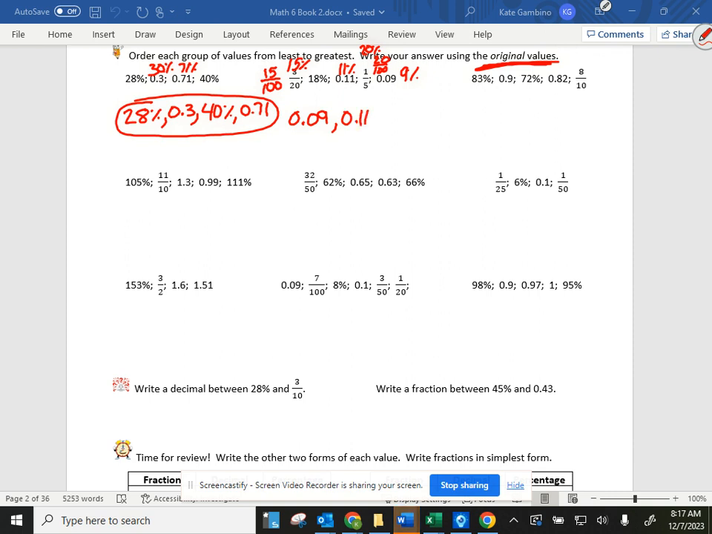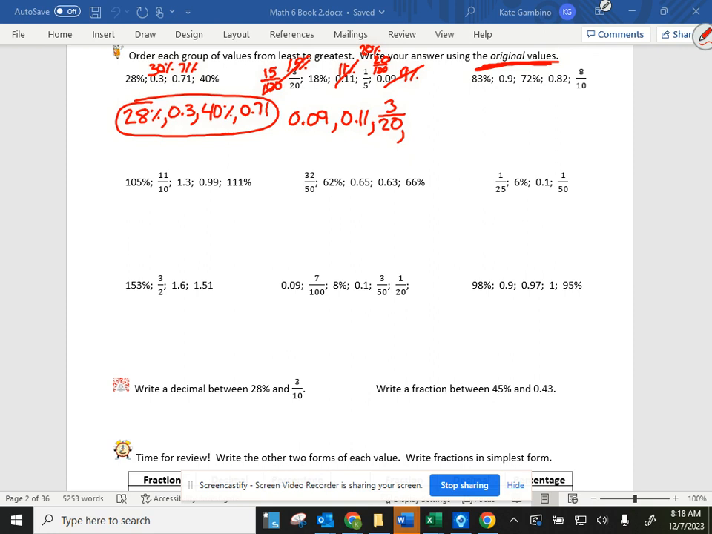11/100ths, 0.11. So I'm just going to cross off the ones I've done so I make sure I don't miss any. What is my next one going to be? What comes after 11/100ths? Liam? That 15%, which is 3/20ths. What comes next? I have that 18% and I have that 1/5.